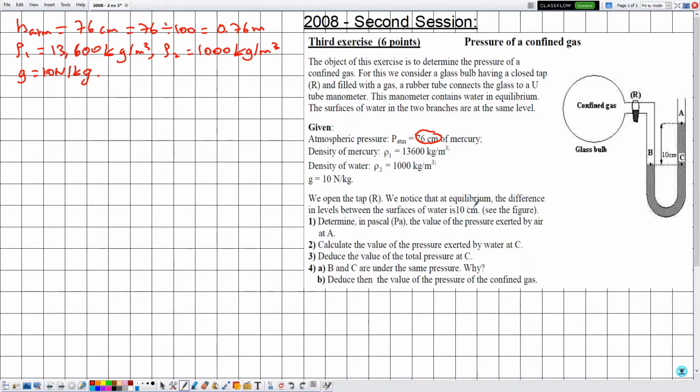We notice that at equilibrium the difference in levels between the surfaces of water is 10 centimeter. See the figure. So here first let me write that. Let's denote this 10 centimeter to be h. Knowing that centimeter is not the SI unit of length or depth, in order to convert from centimeter to meters, we simply divide by 100. So this height is given by 0.1 meter.